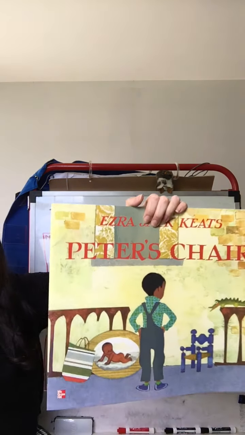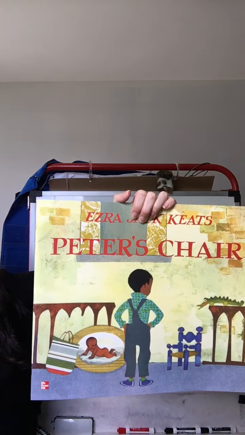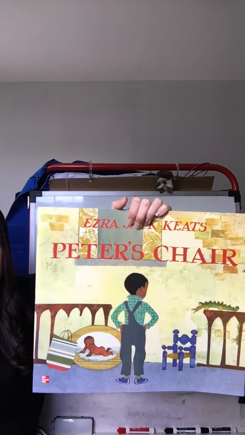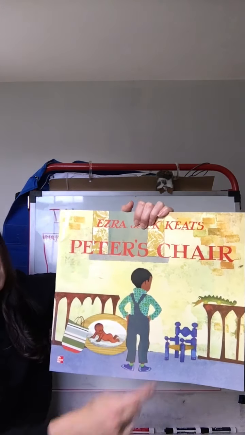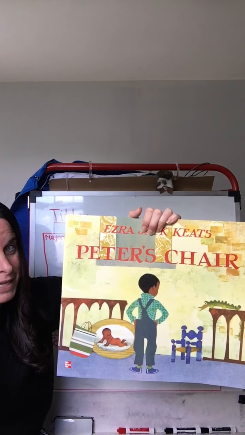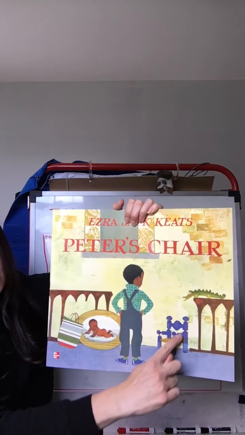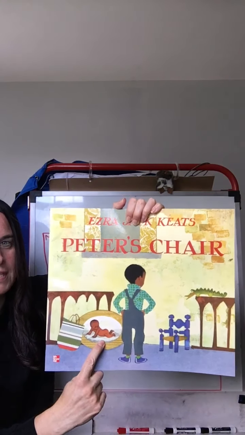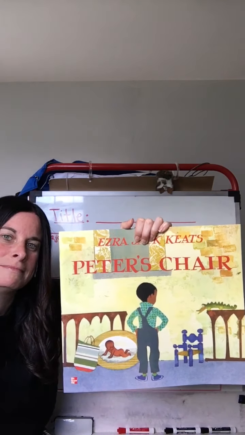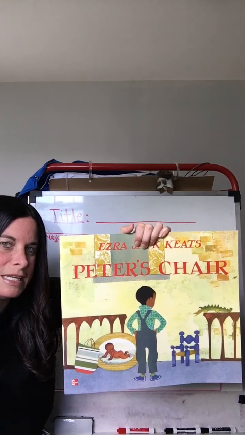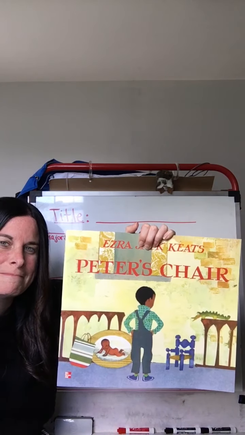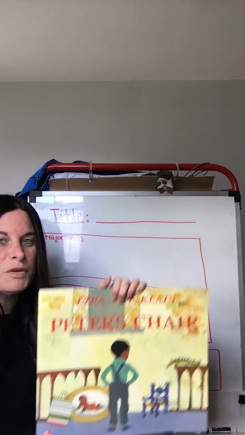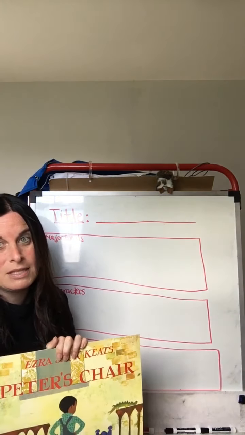Okay, so let's look at the cover and let's see if we can make a guess or a prediction about what this story is going to be about. I see a little boy, which I'm guessing is probably Peter. I'm seeing a little chair. I'm also seeing a picture of a baby. I wonder if Peter is going to give his chair, because it's too little for him anymore, to someone who's smaller than him. Let's see.